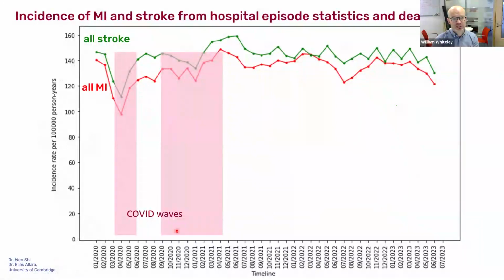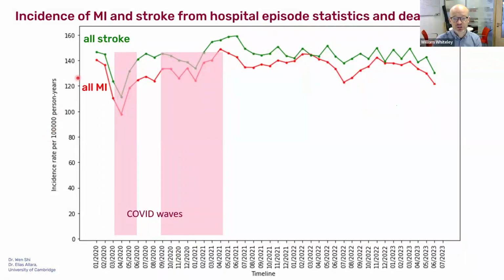Using these, it allows us to answer a number of research questions. At its simplest, we can just measure something like incidence of stroke. This is now just looking at hospital episode statistics and deaths only, work done by Dr. Wen Shi and Dr. Elias Allara at the University of Cambridge. And this is looking at the effect of COVID on stroke and myocardial infarction incidence. You can see along the horizontal axis the time since the beginning of the pandemic in January 2020, and along the vertical axis, the incidence rate per 100,000 people.